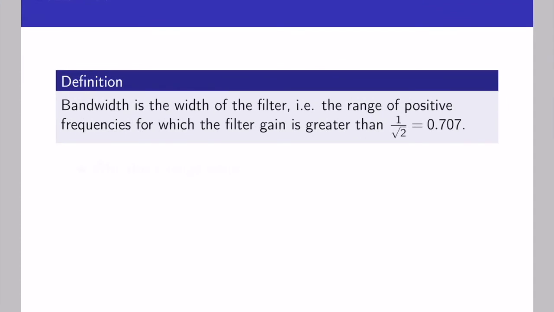We can talk about the bandwidth of the filter. That is going to be the range of positive frequencies for which the filter gain is greater than 1 over the square root of 2, which is equal to approximately 0.707. This is how bandwidth is defined.